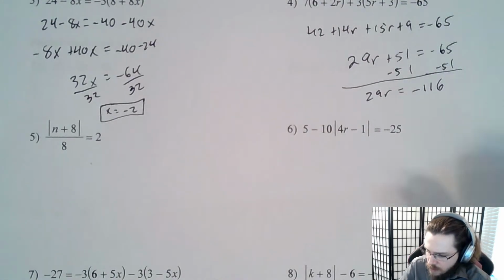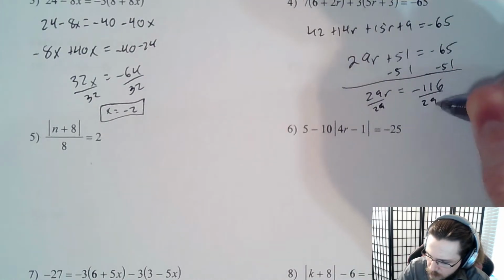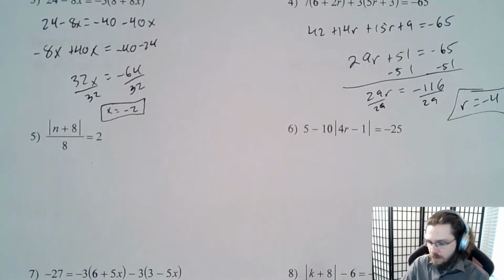Right there. And divide both sides by 29. And that should be exactly negative 4. Right.